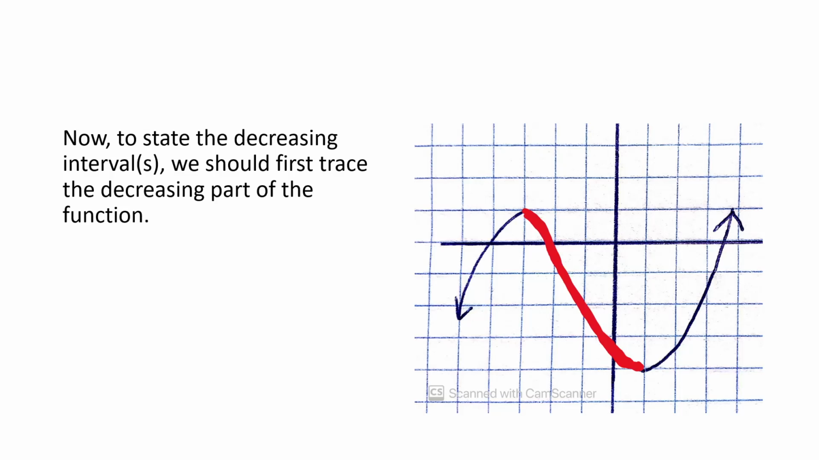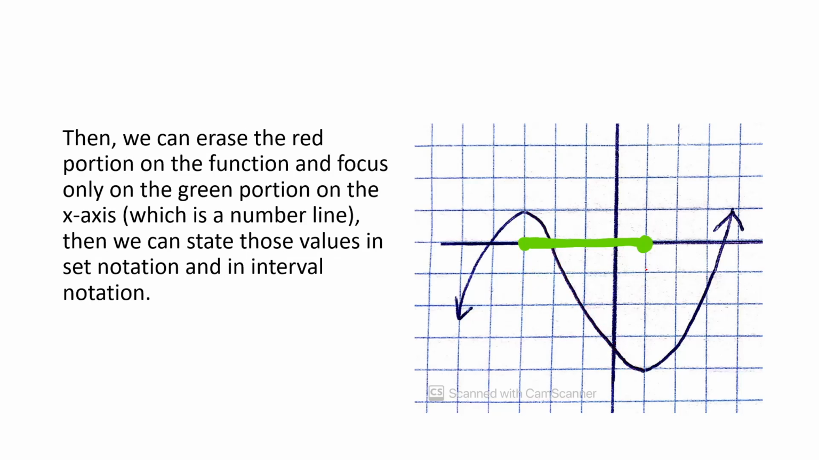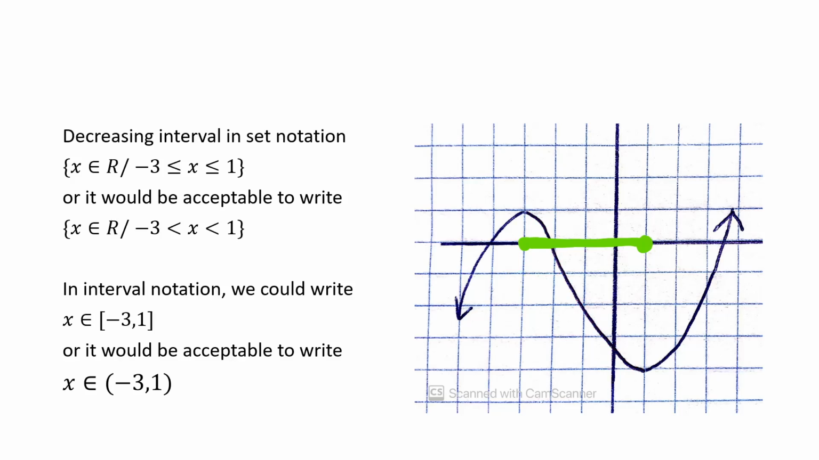Now, let's get back to the question. State the decreasing interval. Well, we can trace the decreasing portion of that curve. We can indicate the values of x that are in the decreasing region. So if we take that red part and bring it to its corresponding portion on the x-axis, we've got values between negative 3 and positive 1. Well, we can state those values using set notation as negative 3 less than or equal to x less than or equal to 1, or this is my preference, or it would be acceptable in this case to write negative 3 less than x less than 1 because that's how your textbook thinks of it.